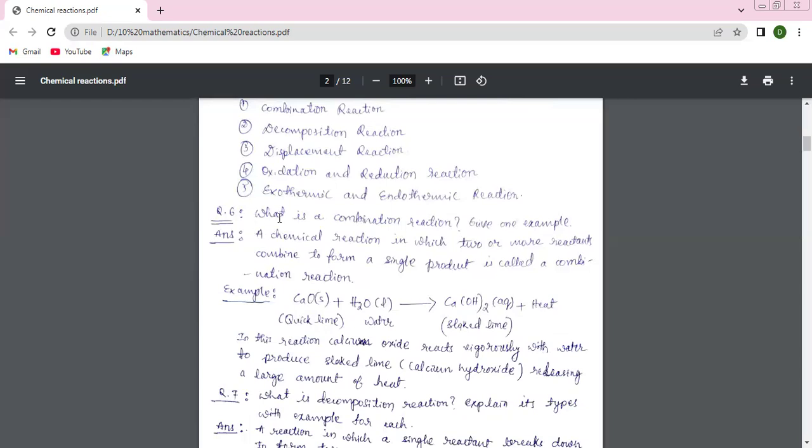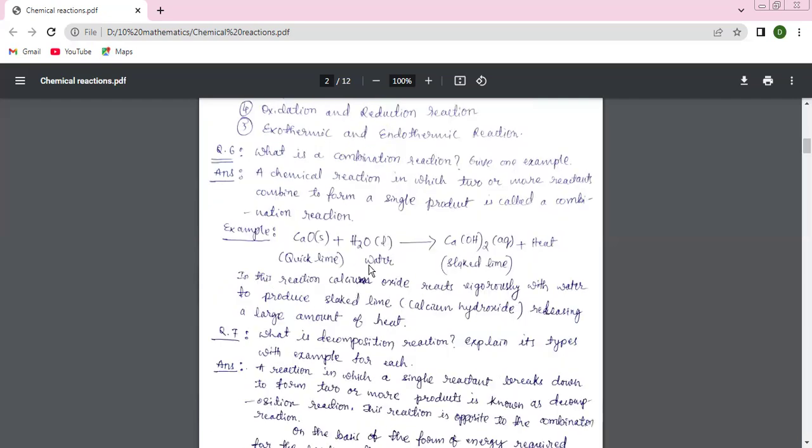So the next question is: what is a combination reaction? Give an example. Now we'll see what this combination type of reaction is. A chemical reaction in which two or more reactants combine to form a single product is called a combination reaction. So here two or more reactants combine together to form a single product.